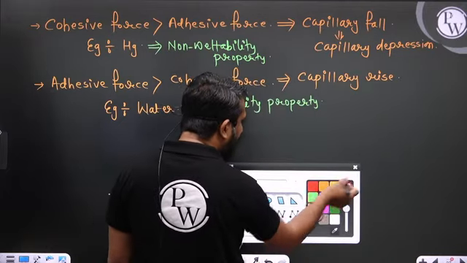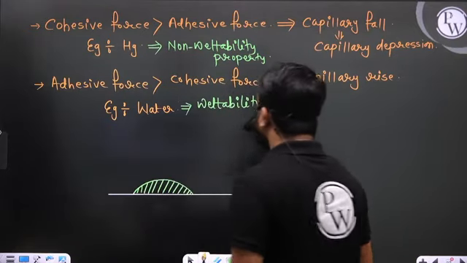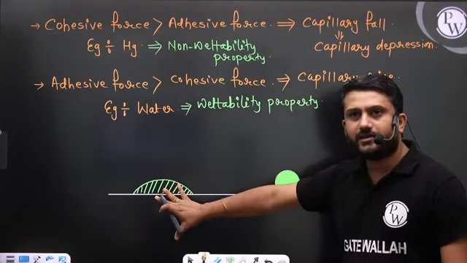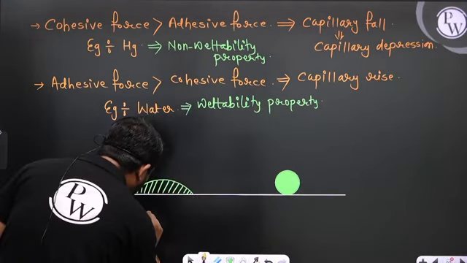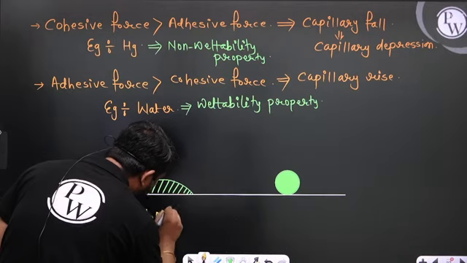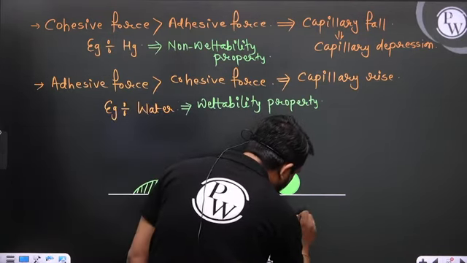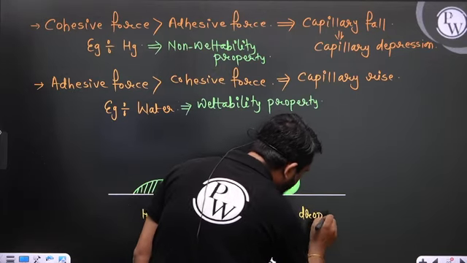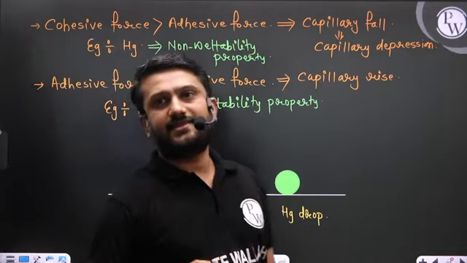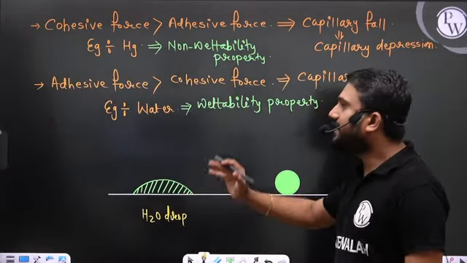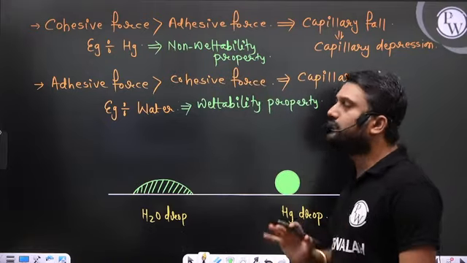This is a very common example, right? This is the water droplet, and this is the mercury droplet. Or better we can say, a liquid in which adhesive force is more as compared to the cohesive force.